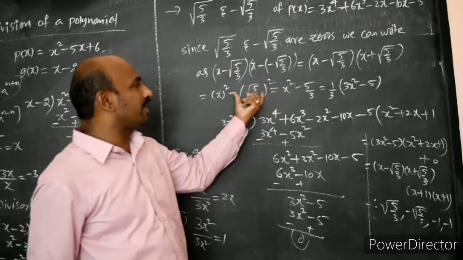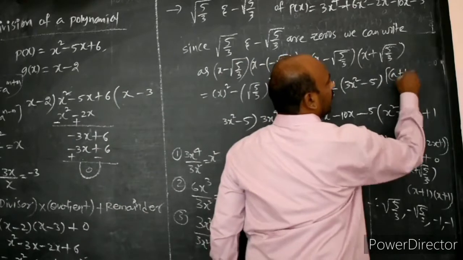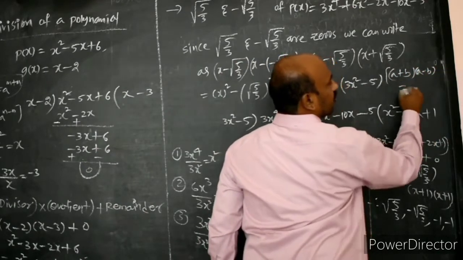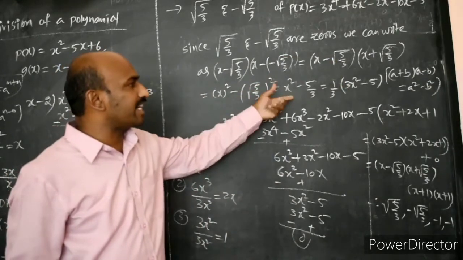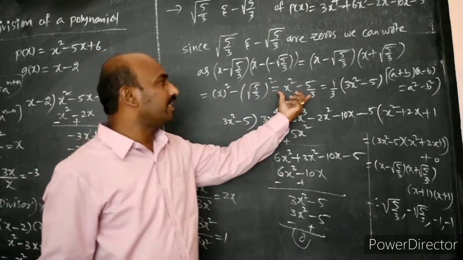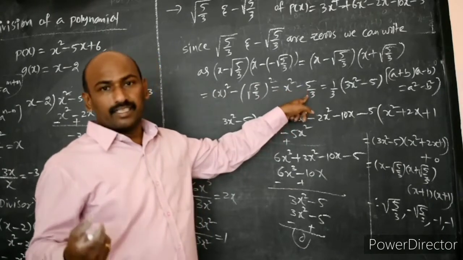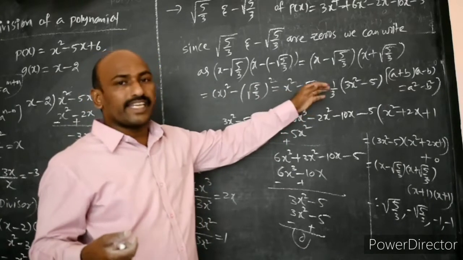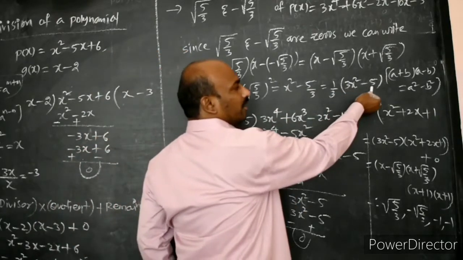Then you will get a square minus b square. This is the formula we will apply here. A plus b into a minus b is nothing but a square minus b square. Here we will apply the same formula, square and root will get cancelled, we will get x square minus 5 by 3. Here, whenever you are dividing with quotient terms, better to take LCM and take it outside, then you get 1 by 3, 3x square minus 5.